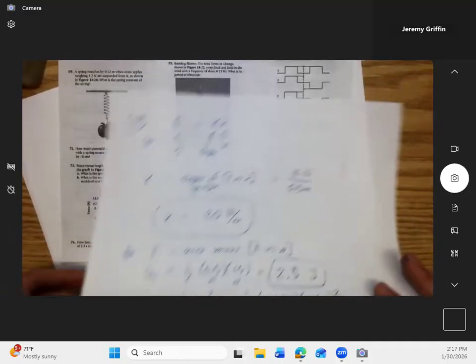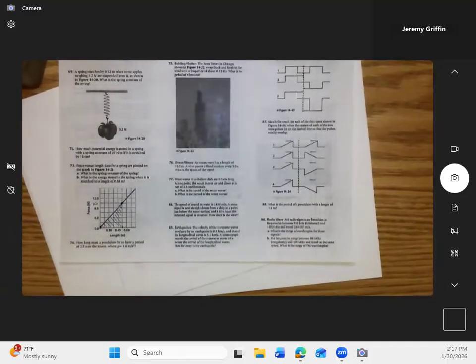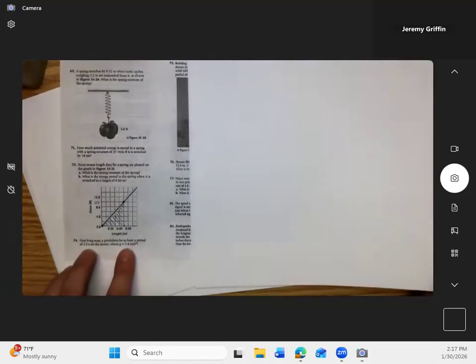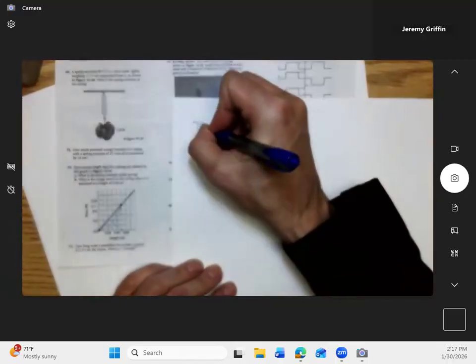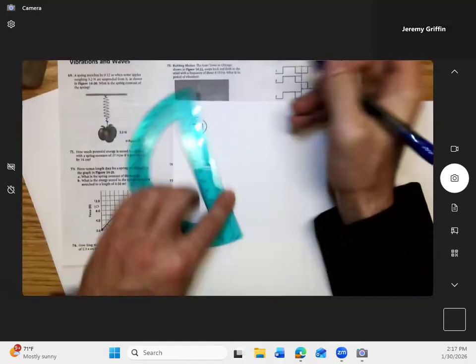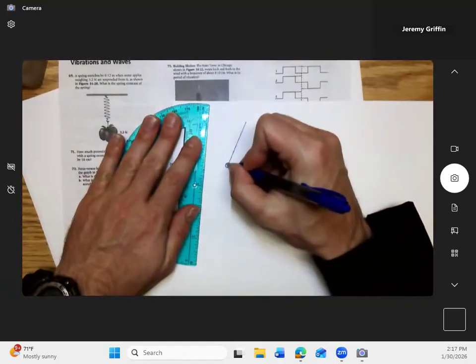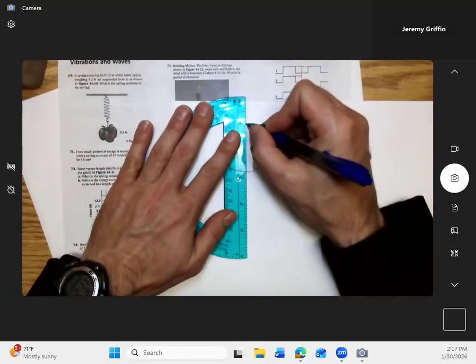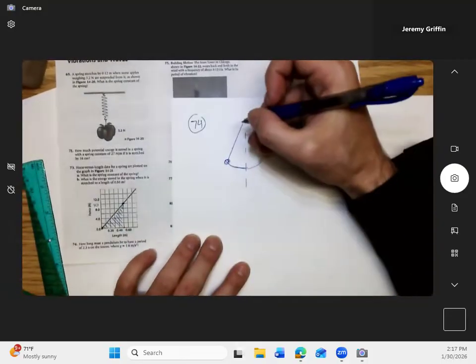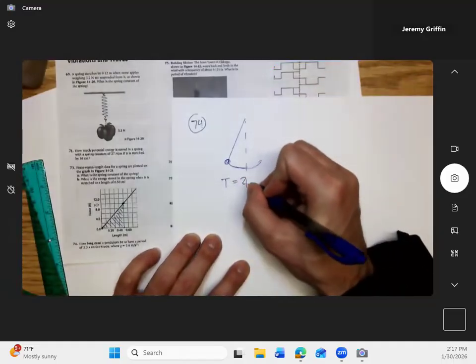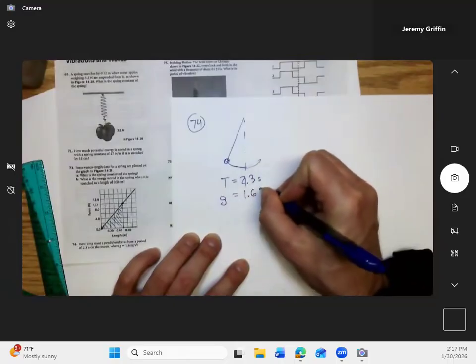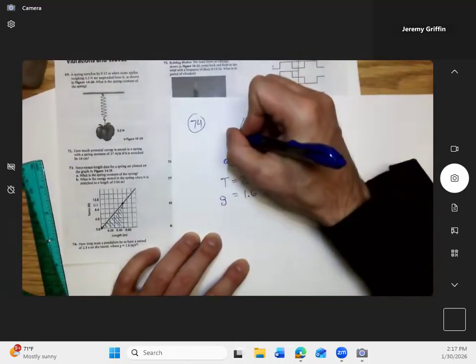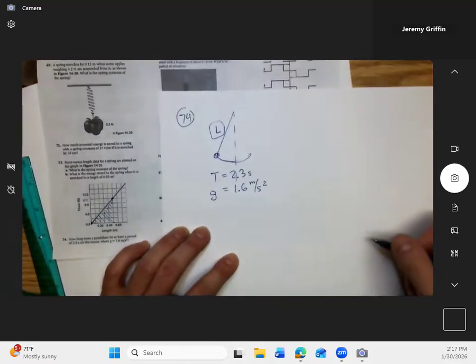Problem 74. How long must the pendulum be to have a time period of 2.3 seconds on the moon with a very weak gravity field of 1.6 meters per second squared? So, guys, a little picture here. We got this pendulum swinging back and forth on the moon. It has a time period of 2.3 seconds, a gravity field of 1.6 meters per second squared, and we have to solve for this length. How long should the pendulum be?